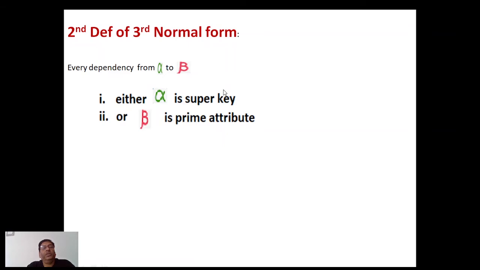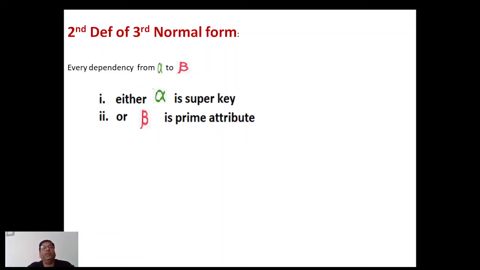One more definition you can have for third normal form over here. You can say when there exists a functional dependency from alpha to beta, then you can also check whether the relation is in third normal form by this. Either your alpha has to be a super key or your beta should be a prime attribute. Either alpha should be a super key or beta should be a prime attribute. Then you can say your relation exists in third normal form.